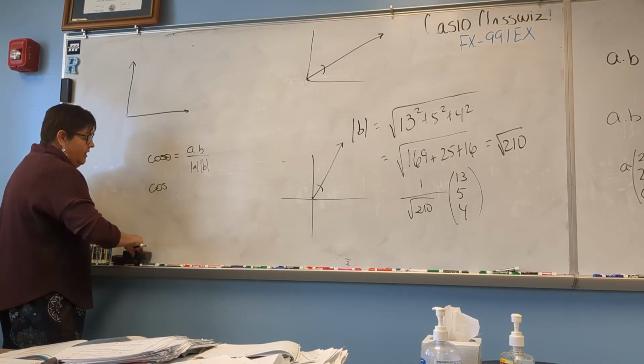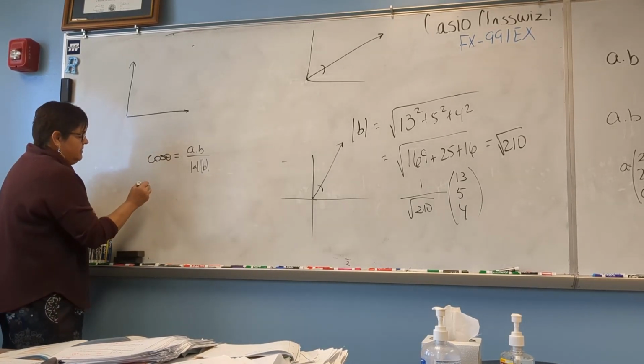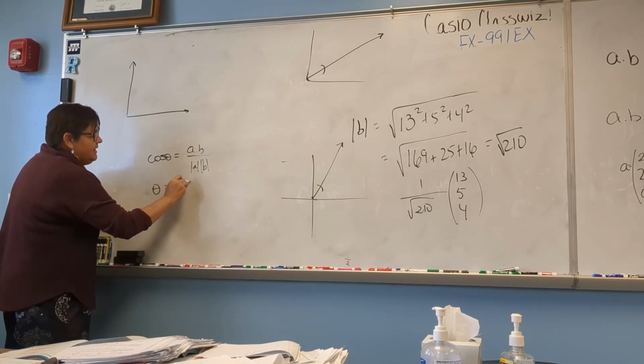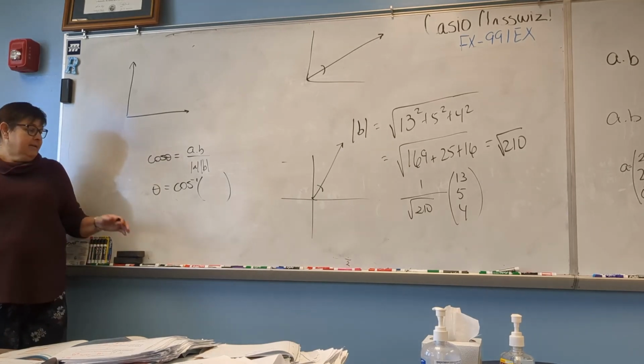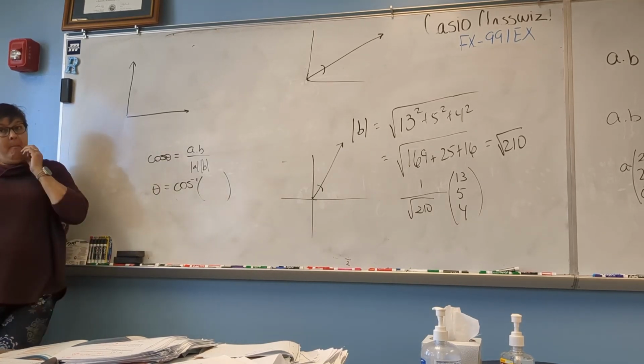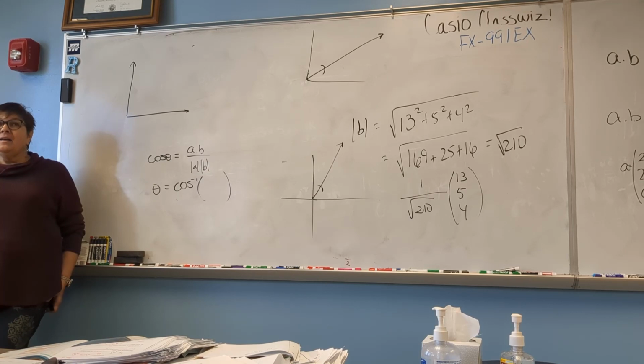Cosine, so we're going to solve. I'm just going to show you. Theta would be cosine inverse of what to cause that thing to become 90 degrees? What is cosine at 90 degrees? Pi over 2.